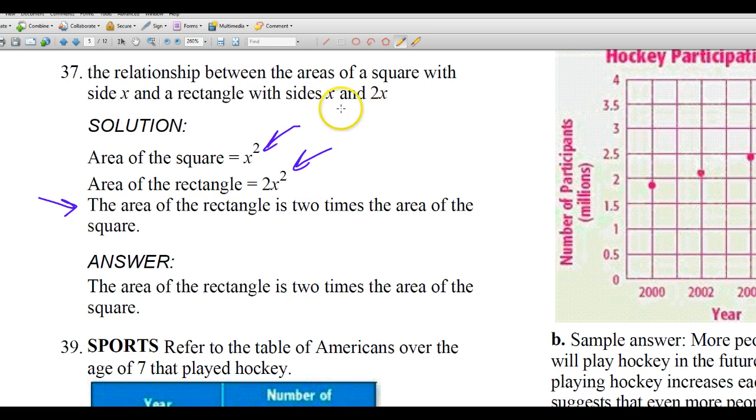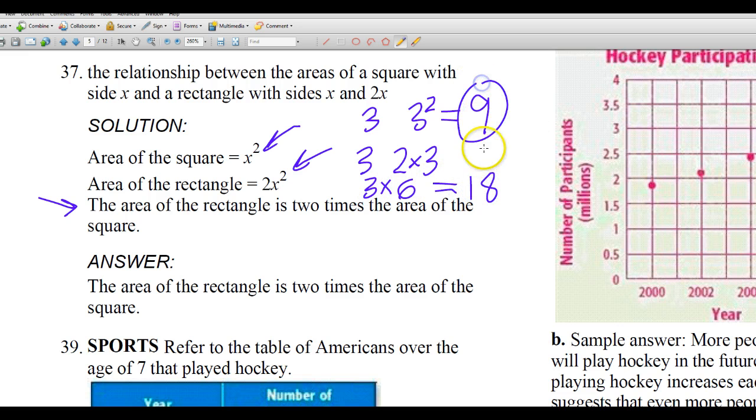So let's say that the side of the square is 3. So we would take 3 squared for the area of the square, and that would be 9. And then the rectangle would have sides of 3 and 2 times 3, or 6. So 3 times 6 would give us 18. So if we look at 9 and 18, 18 is 2 times the area of the square, which is exactly what our conjecture is.